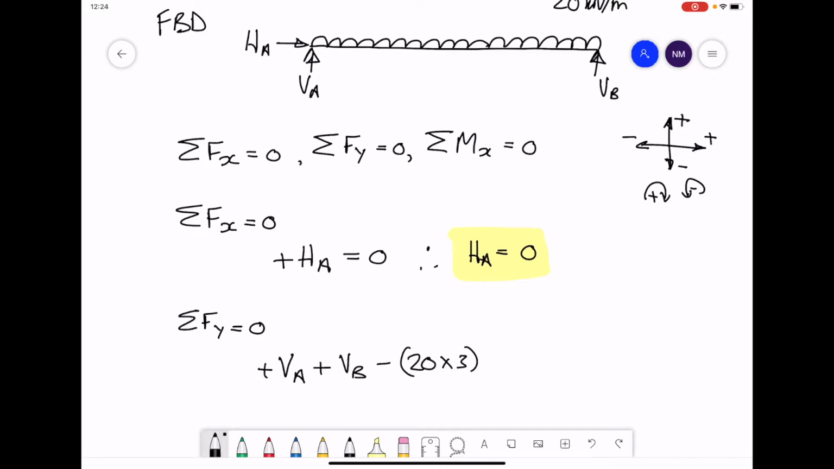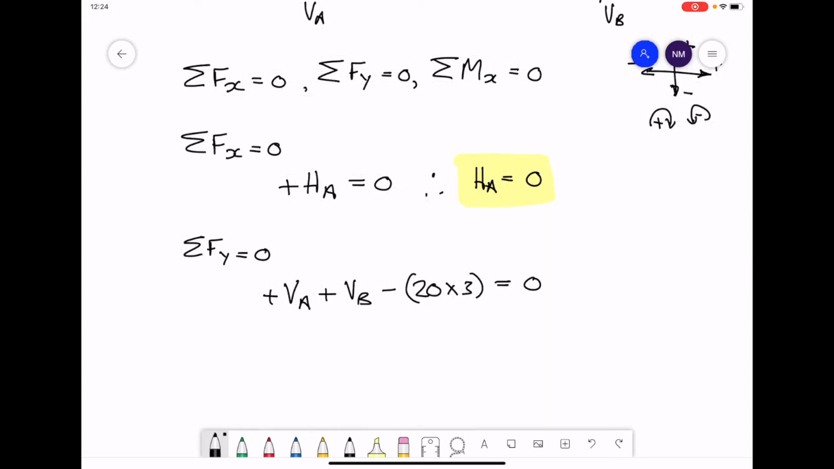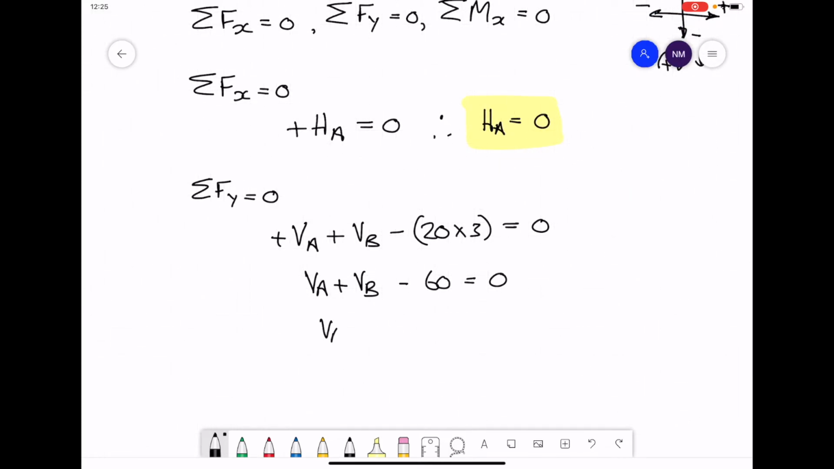2 forces up, 1 force or UDL acting downwards, it's negative. For equilibrium they must all add up to give you 0. VA plus VB minus 60 equals 0, or VA plus VB equals 60 kilonewtons. If we can work out one of the reaction forces, we can easily work out the other one.